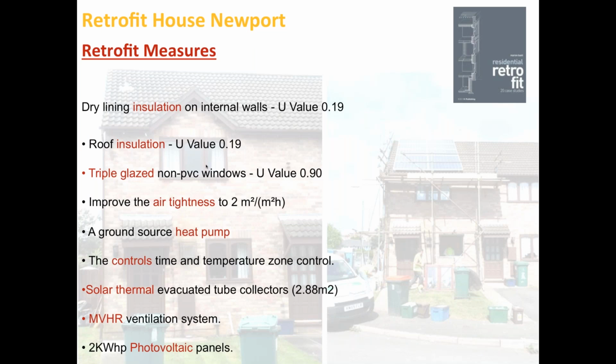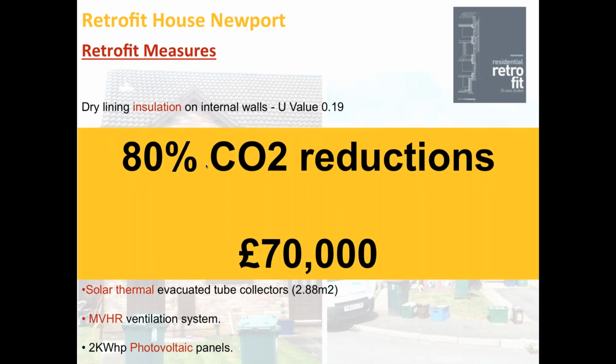Dry lining insulation, as external wall insulation wasn't appropriate. It had roof insulation, added triple glazing, improved air tightness. It had a ground source heat pump, solar thermal, solar PV. It had a mechanical ventilation heat recovery system installed, and the controls were improved. So a lot of measures. And we achieved 80% CO2 reductions, but the cost of this was really high.